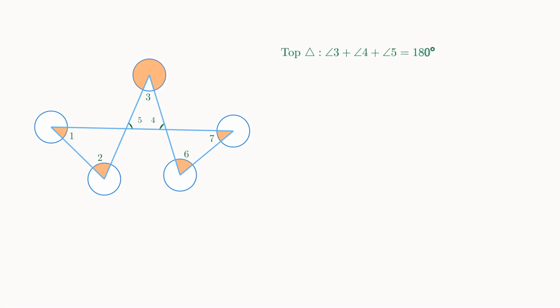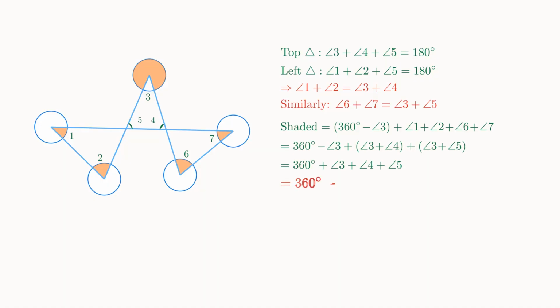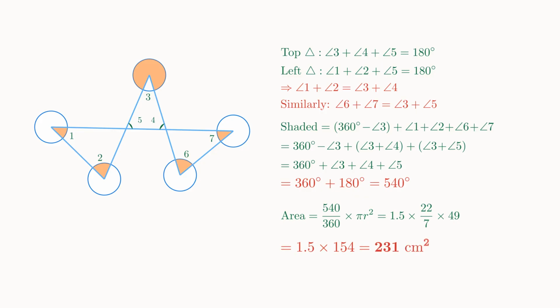First, using triangle angle sums, we find that angle 1 plus angle 2 equals angle 3 plus angle 4. Similarly, angle 6 plus angle 7 equals angle 3 plus angle 5. Now we add up all the shaded angles. By substituting our equalities and simplifying, we see that the total shaded angle is 540 degrees. With a total shaded angle of 540 degrees, the area is 540 over 360 times pi r squared. That gives us a final answer of 231 square centimeters.